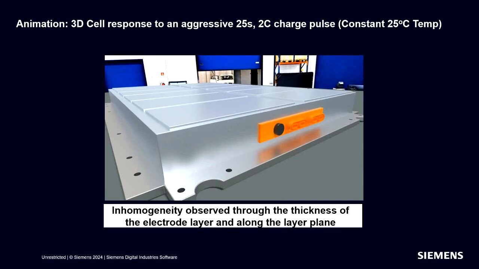In this animation, we illustrate the cell response to an aggressive 25-second charge pulse at a current rate of 2C. At the beginning of the simulation, the cell is at about 50% SOC, and the cell is considered to be at a constant 25 Celsius temperature during the pulse. 2C is a high current that is above the fast charge capability of this battery cell, and this current is selected deliberately to highlight the phenomenon of lithium plating as well as inhomogeneous cell response.